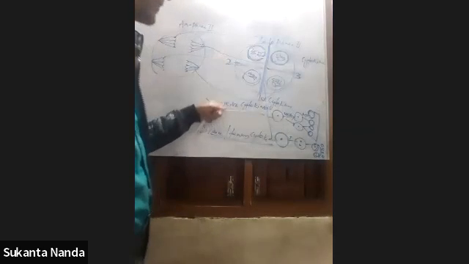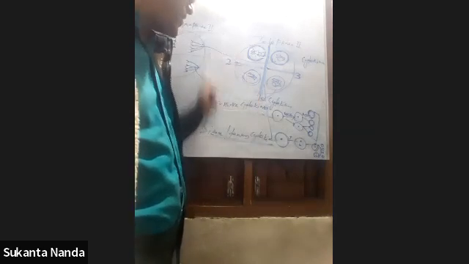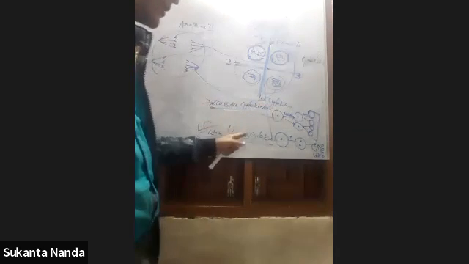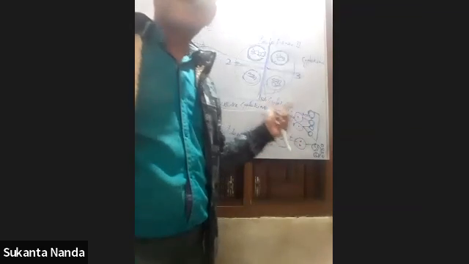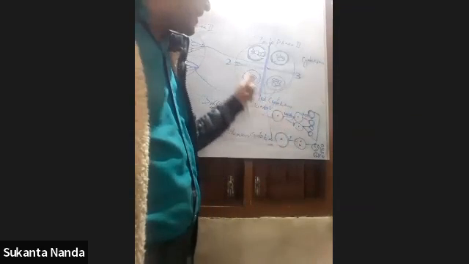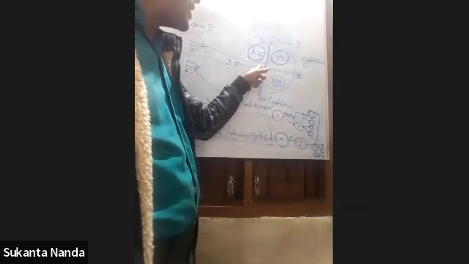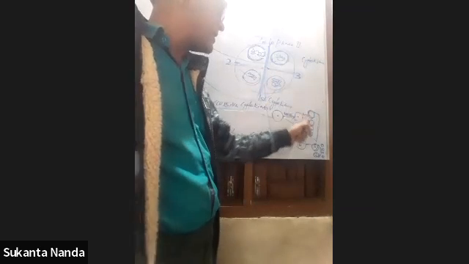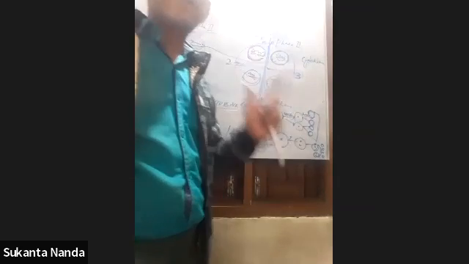So there are two types of cytokinesis: successive cytokinesis and simultaneous cytokinesis. In simultaneous cytokinesis, the number of cytokinesis is 3, but in successive cytokinesis the number of cytokinesis is 1. That is the basic difference.